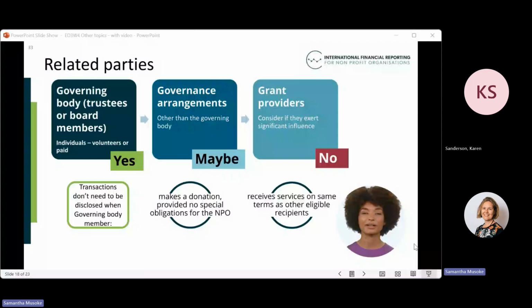Grant providers are generally not related parties. However, if the funds that they provide are significant to an NPO, and they are able to exert influence over the NPO's total operations, they may be a related party.